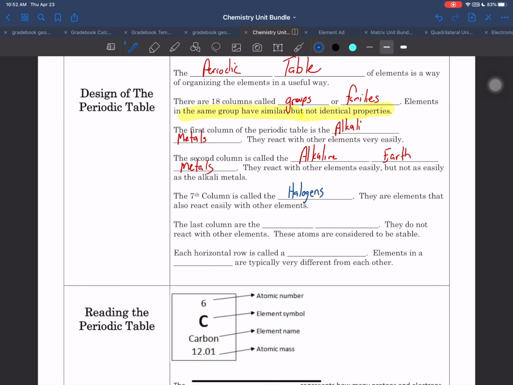And the last column is called the noble gases. Each horizontal row is called a period. And elements in a period are typically very different from each other. So let's just go over a brief explanation of the halogens, the noble gases, and so forth.